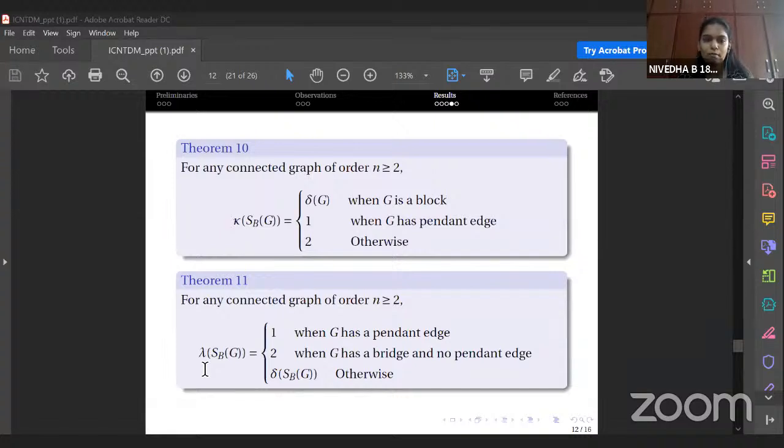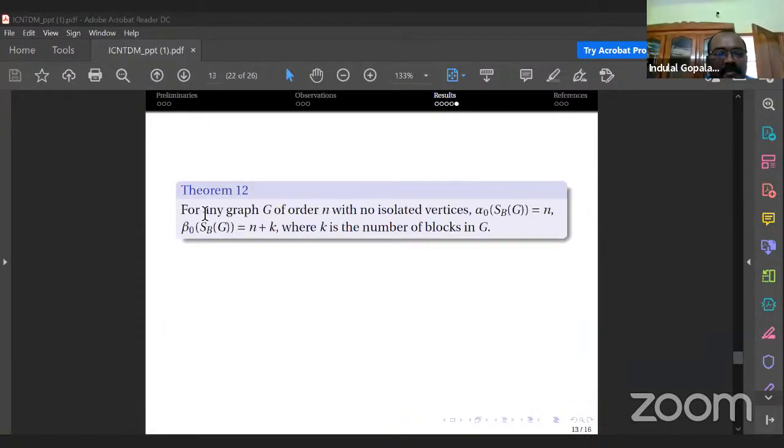Otherwise, the value is del of SB of G. Niveda, you have 1 minute more. Sure, sir. The next theorem is on the vertex covering number and the vertex independence number. For any graph G of order n with no isolated vertices, alpha naught of SB of G is equal to 1 and the vertex independence number is equal to n plus k, where k is the number of blocks in G.